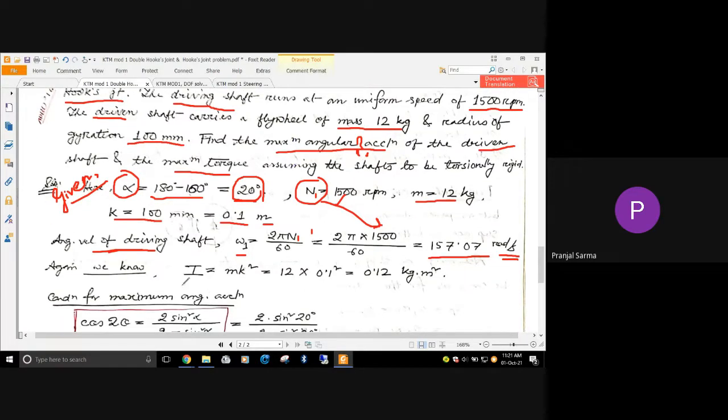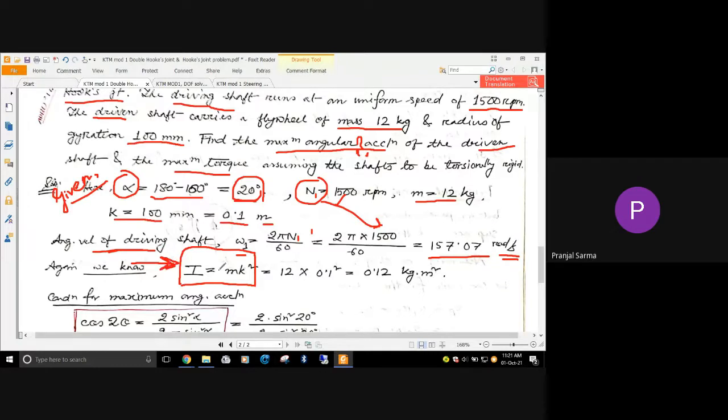this expression, inertia. I equals m k square. All of you already know this from your engineering mechanics also. This is the standard expression.